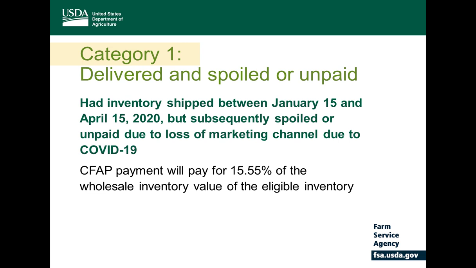So let's take a little bit further look at Category 1, which is delivered or spoiled and unpaid. This is inventory that was shipped between January 15th and April 15th of 2020, but subsequently spoiled or was unpaid due to a loss of that market channel.